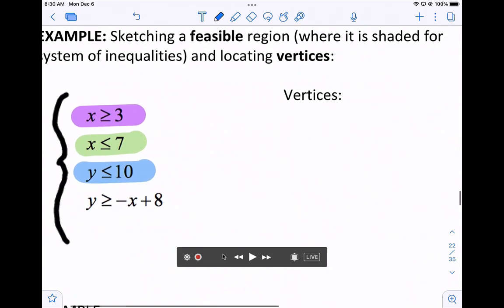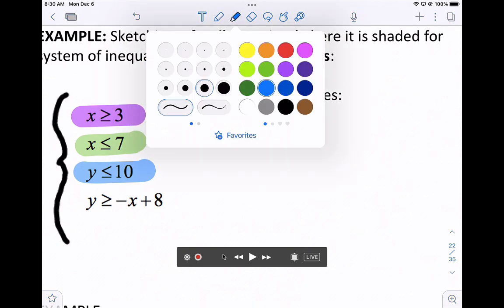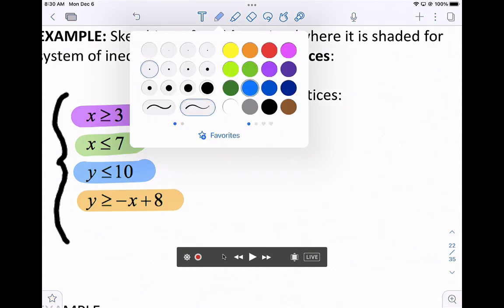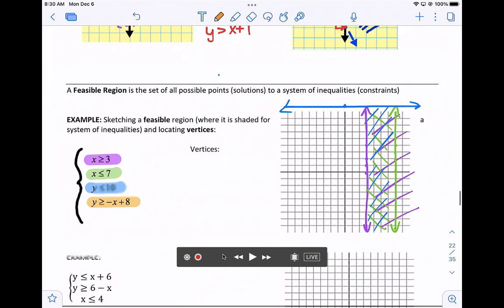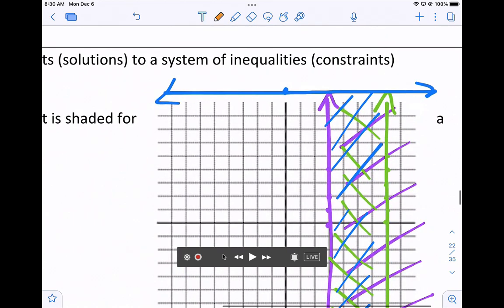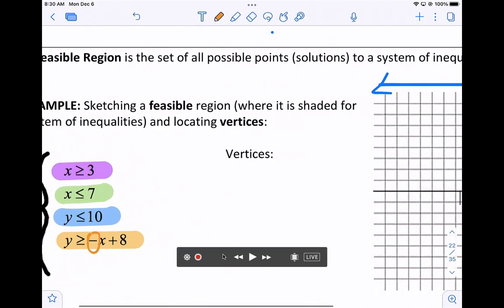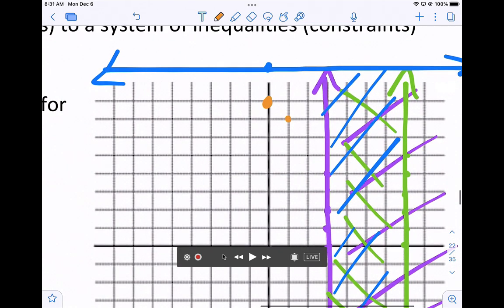And then our last one is y is greater than or equal to -x plus 8. Let's make that orange. And so we'll start at +8. And our slope is -1 because you see this negative in front of the x, and if you don't see a number, there's an invisible -1 there. So our slope is -1. It means from our y-intercept, we're going to go down 1 over 1.